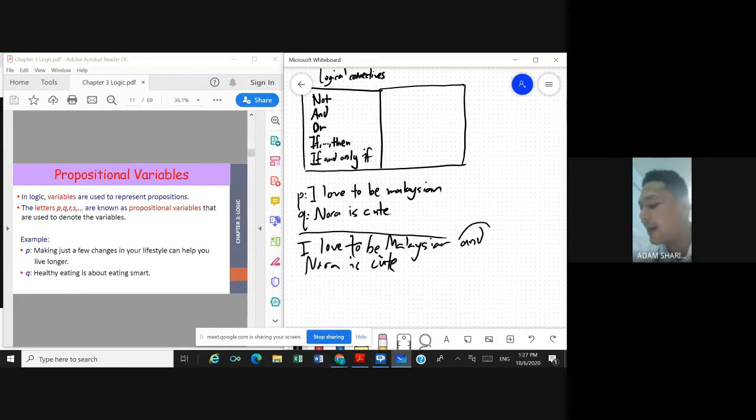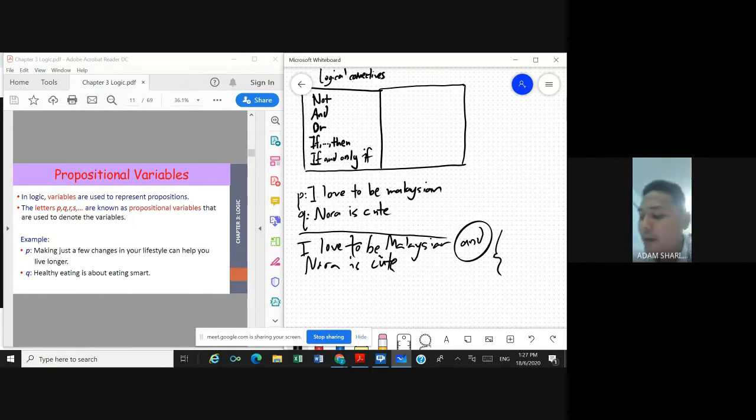So this "and" becomes our logical connective. See how we connect two propositions together: I love to be Malaysian and Nora is cute. And we can change this compound proposition. A single proposition, we call it atomic. If we have more, combined by using logical connectives, we call it a compound proposition.